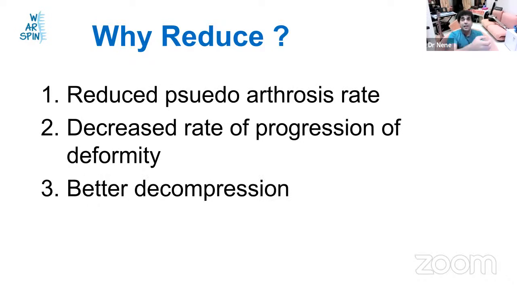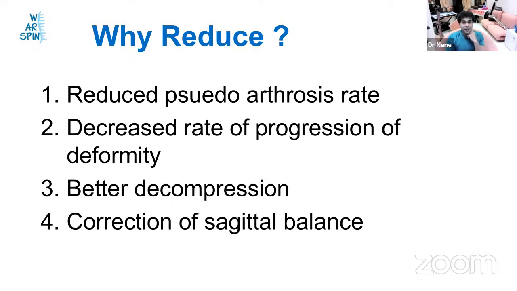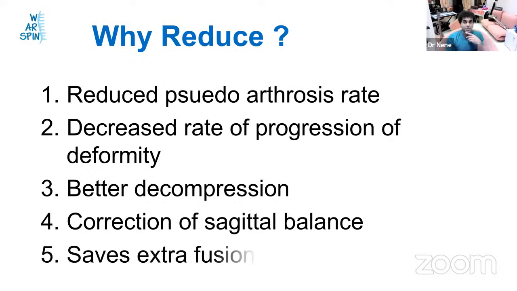Better decompression, because you've aligned the elements. The elements have come in place. You remember that compression in a listhesis is because of a misalignment. So if you align, you get an automatic reduction and you really don't have to go crazy about decompressing the nerve roots, etc., which you will have to if you've kept it in situ, right? And of course, correction of the sagittal balance. So orthopedic logic suggests that you've got to try and reduce, and you've got to up your game and learn how to do this reduction maneuver rather than accept an in-situ fusion.